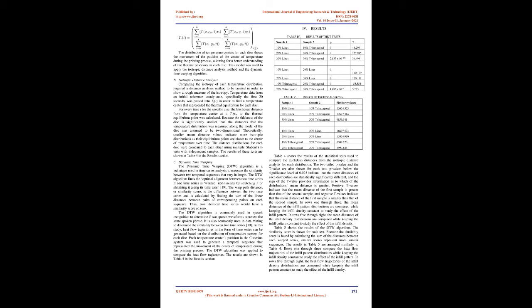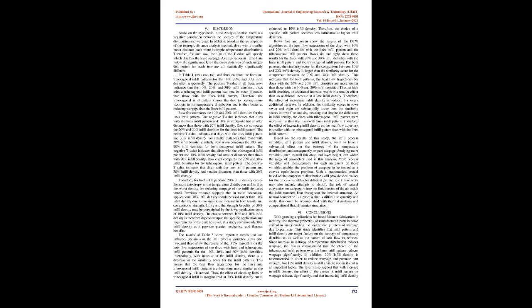Table 5 shows the results of the DTW algorithm. The similarity score is shown for each test. Because the similarity score is found by calculating the sum of the distances between each warped series, smaller scores represent more similar sequences. The results in Table 5 are arranged similarly to Table 4. Rows 1 through 3 compare the heat flow trajectories of the infill pattern distributions while keeping the infill density constant to study the effect of the infill pattern. In rows 5 through 8, the heat flow trajectories of the infill density distributions are compared while keeping the infill pattern constant to study the effect of the infill density.